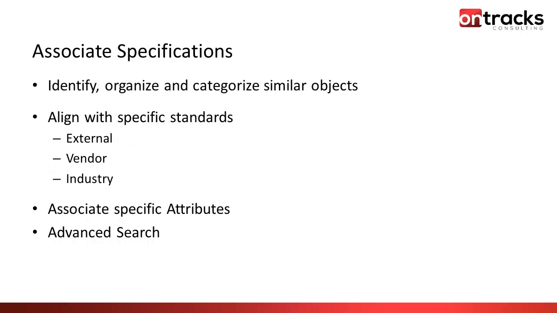For associating specifications, we're able to identify, organize, and categorize the assets. These specifications will typically align with specific vendor or industry standards. From the Specifications tab, we start by classifying that asset and then associate the attributes that apply to that asset. Once we've classified and associated those attributes, we then enable the end users to search for a specific asset record by their attributes through that advanced search function.